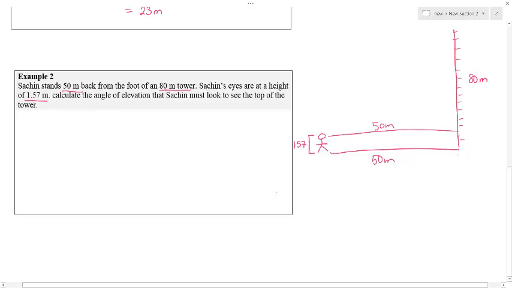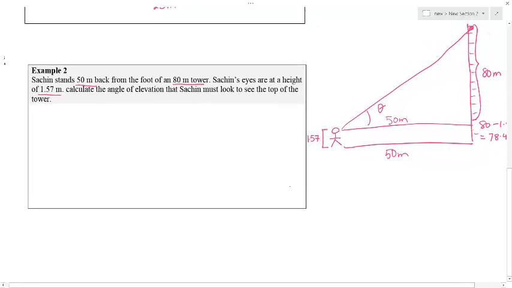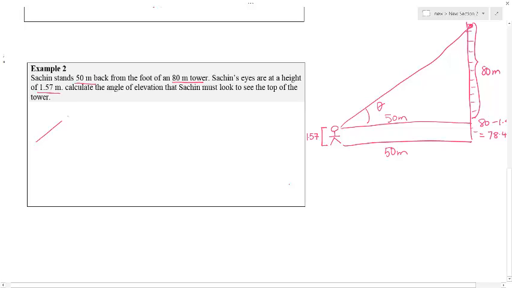Since I've moved the 50 meters up to her eye level, the height of the building changes. So we're concerned with this height here. To find this height, we need to do 80 meters take away 1.57. That works out to be 78.43 meters. And the question is asking us to find the angle of elevation, the angle her eyes make with the line of sight when she's looking up at the top of the building. So I'm going to draw this diagram out in the box with just the relevant information.